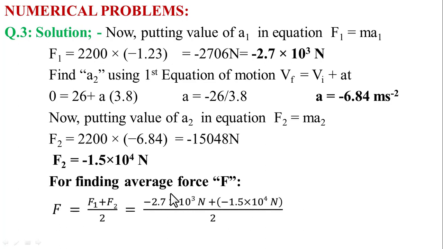Now, for the average force, F is equal to F1 plus F2 divided by 2. Putting the values, F1 is equal to minus 2.7 multiplied by 10 raised to power 3 Newton plus minus 1.5 multiplied by 10 raised to power 4 Newton, divided by 2. So the average answer F is equal to minus 1.42 multiplied by 10 raised to power 3 Newton.